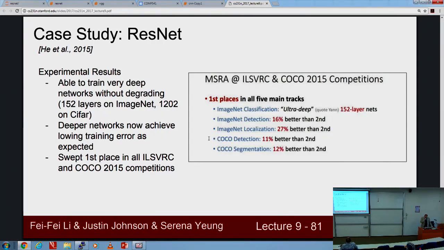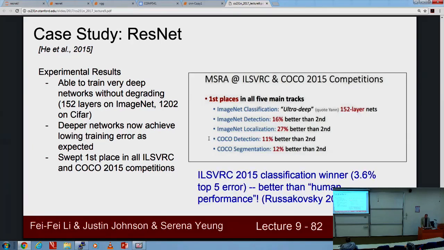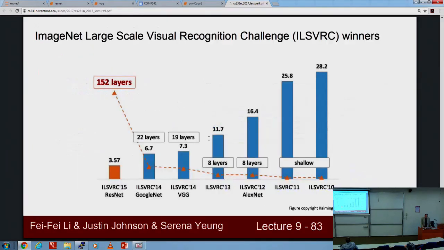And in 2015, they basically tried this on various competitions, COCO, MSRA, ImageNet, and they did significantly better than everybody else. So currently, it's sort of the best option if you're going to take a network and use it for other purposes. I would start with ResNet.